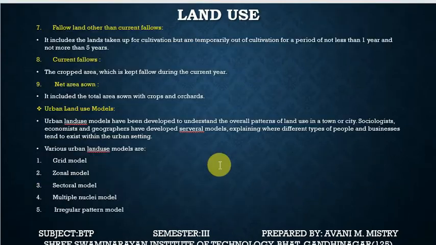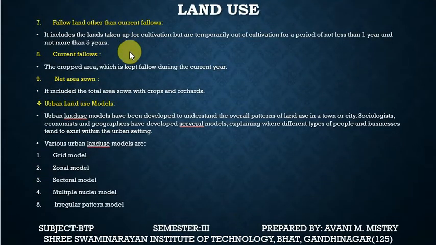Okay, then fallow land other than current fallow. It includes the lands taken up for cultivation but are temporarily out of cultivation for a period of not less than 1 year and not more than 5 years. Then current fallow, that means the cropped area which is kept fallow during the current year. Net area sown, that means it includes the total area sown with the crops and orchards.